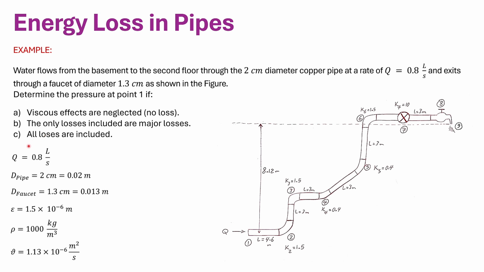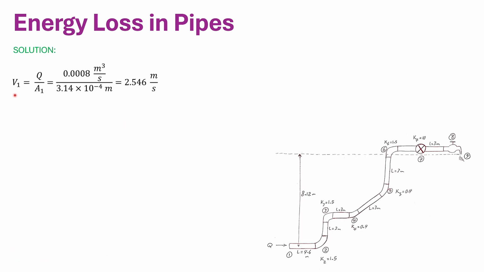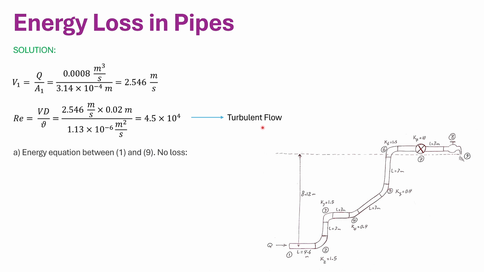First thing that we have to do is list all the known values like Q, which is equal to 0.8 liters per second, the diameter of the pipe, the diameter of the faucet, epsilon, which is the roughness of the pipe, rho, which is the density of water, and nu, which is the kinematic viscosity. So V1 equals Q over A1. By plugging in the numbers, we get V1 equals 2.546 meters per second. The Reynolds number, Vd over nu, becomes 4.5 times 10 to the fourth. As a result, the flow is turbulent.